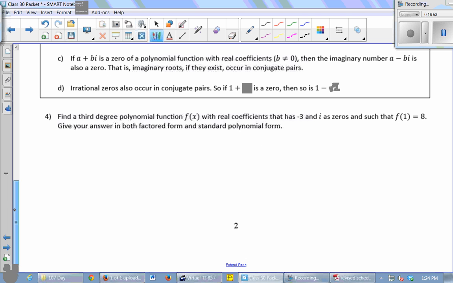All right, so let's look at number 4. We want to find a third degree polynomial function. It has to have real coefficients, so you don't want to have any imaginary numbers when you're done. It has negative 3 as a 0 and i as a 0, and f of 1 equals 8. And we're going to write it out in factored form as a product of linear factors, and in standard polynomial form, we'll multiply it all together. Okay, so if it's a third degree polynomial, how many zeros should it have? 3. How many did I give you?